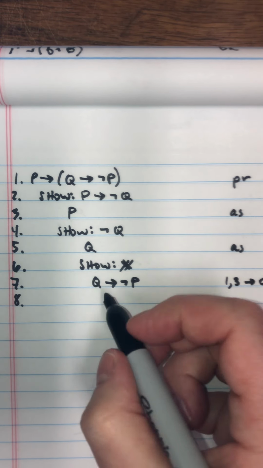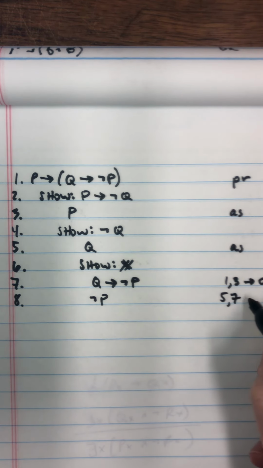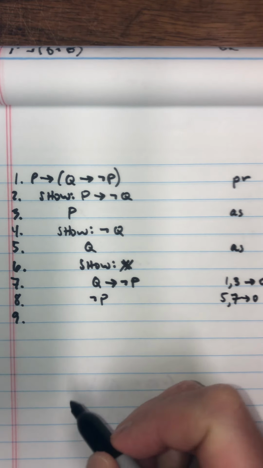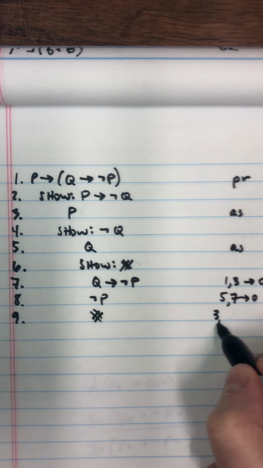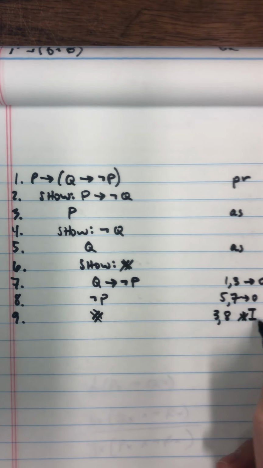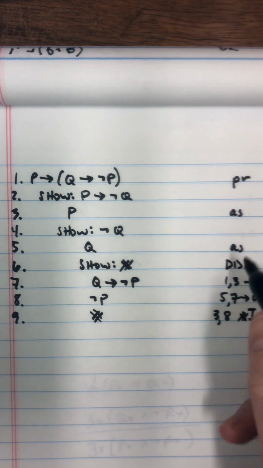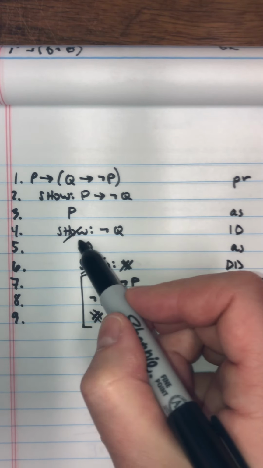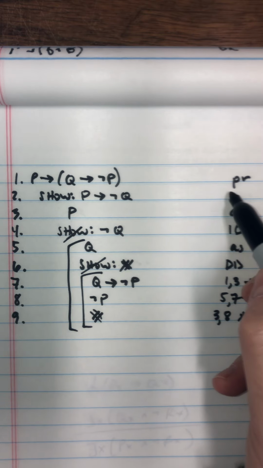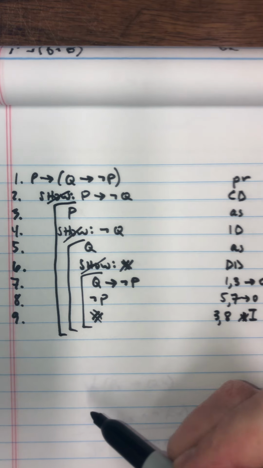Now from line 5 and 7 we can do arrow out again to get not P. Oops, I'm going off the screen there a little bit. There we go. And we now have a contradiction. We've got P in line 3 and not P in line 8. So 3, 8, contradiction in. All right, so our proof's done. We've directly derived a contradiction, which means we indirectly derived not Q, which means we conditionally derived P arrow not Q. And so we're done with our proof.